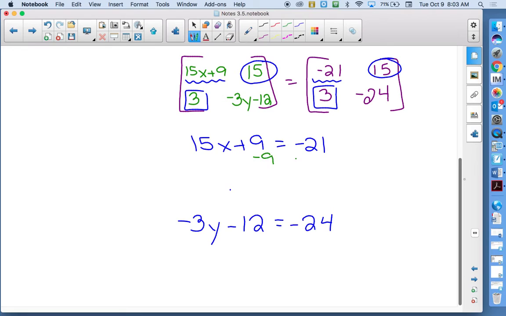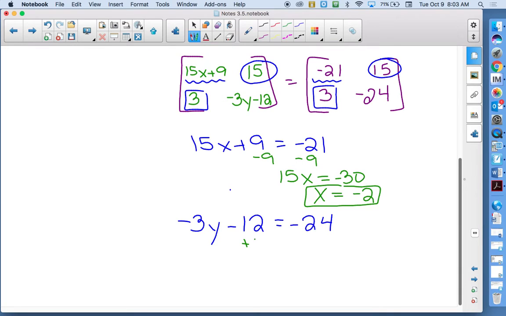So subtract the 9. And you should find that x is negative 2. So that means if we plug a negative 2 in, 15 times negative 2 is negative 30, plus 9 makes negative 21. I get that negative 21 on the other side of the matrix.